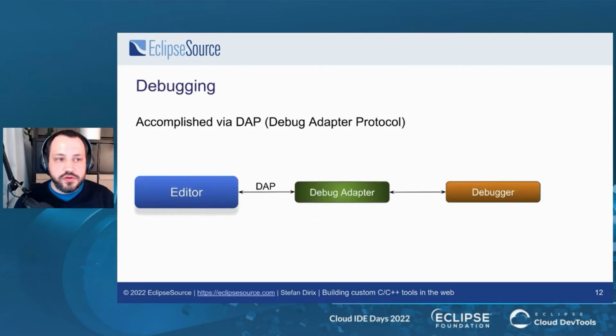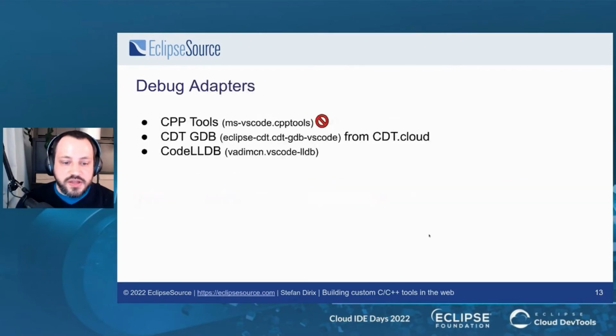Then we come to debugging. Similar to the language server protocol, this is accomplished via the debug adapter protocol. You're contributing your debug adapter, and this talks via the protocol with the editor, but then also talks to an existing debugger, for example, some GDB server, including the GDB protocol and, for example, custom extensions which you are providing. There are many, many debug adapters to choose from.